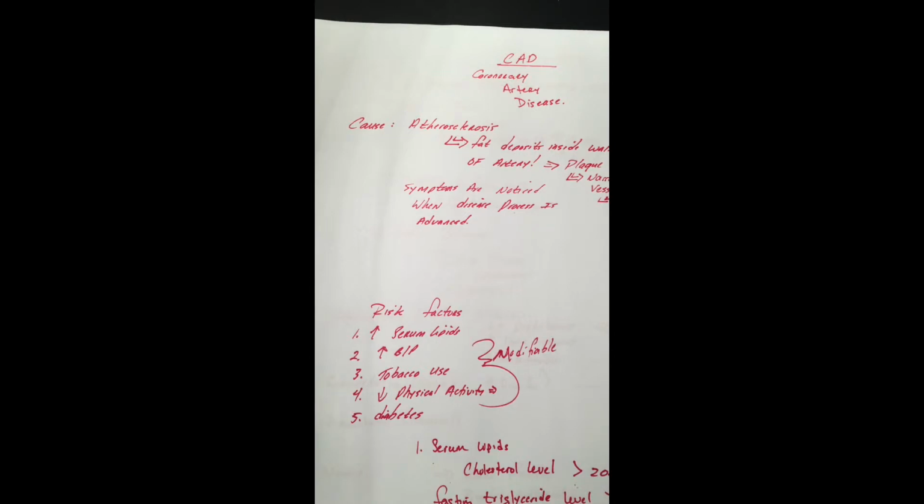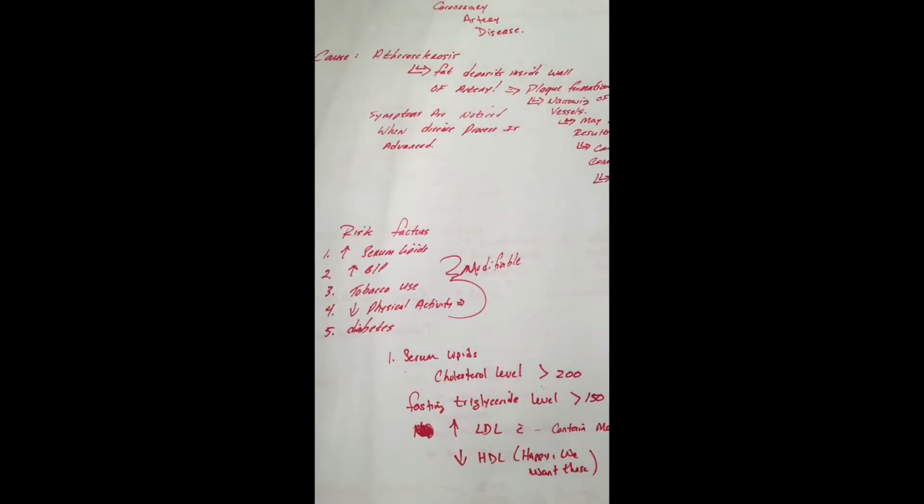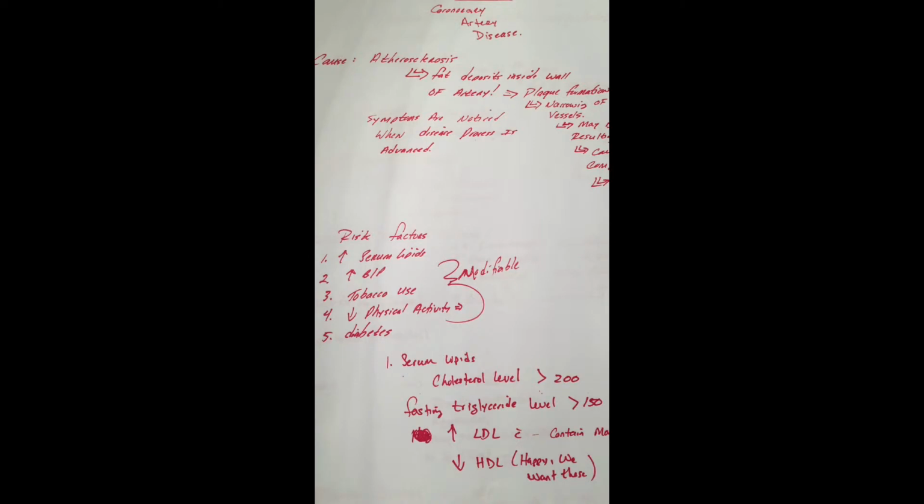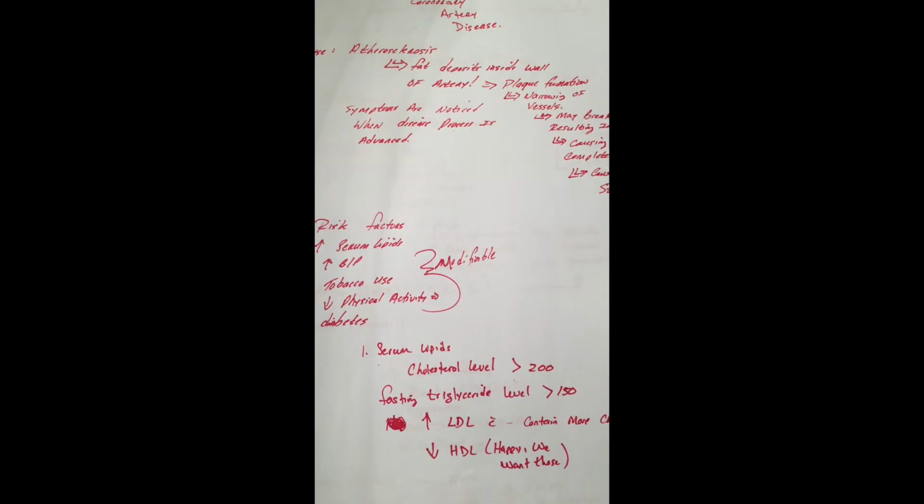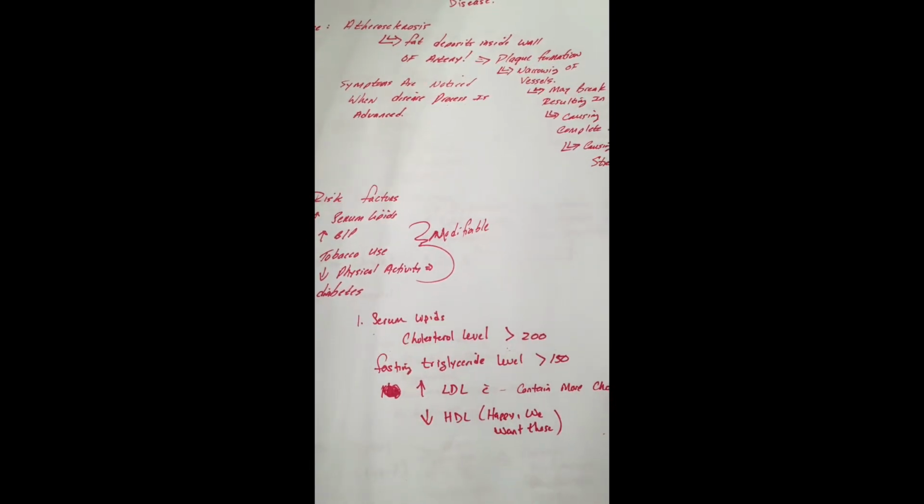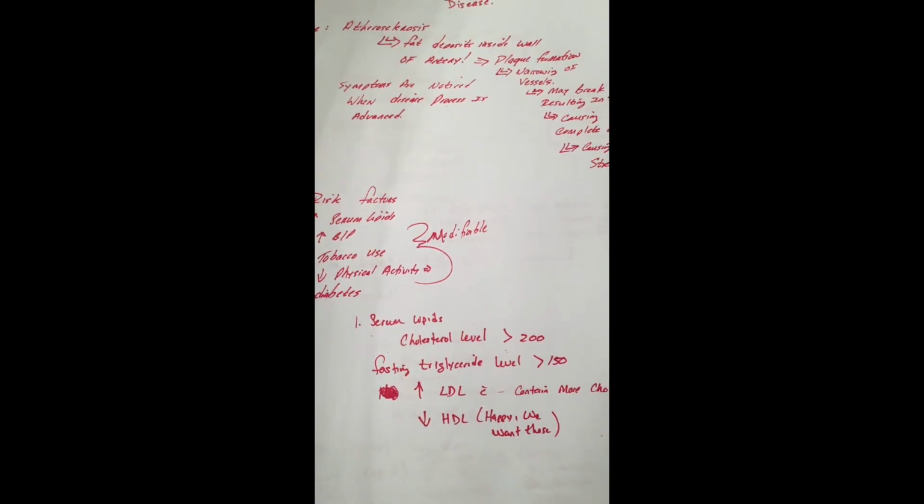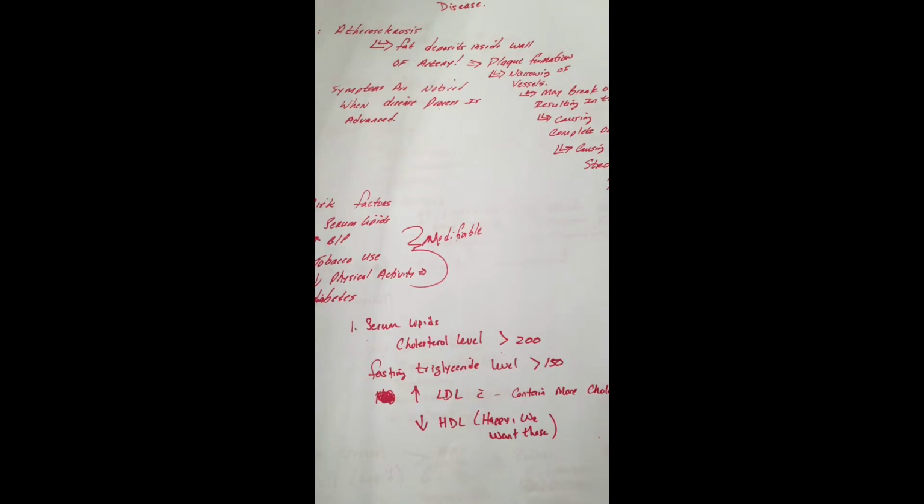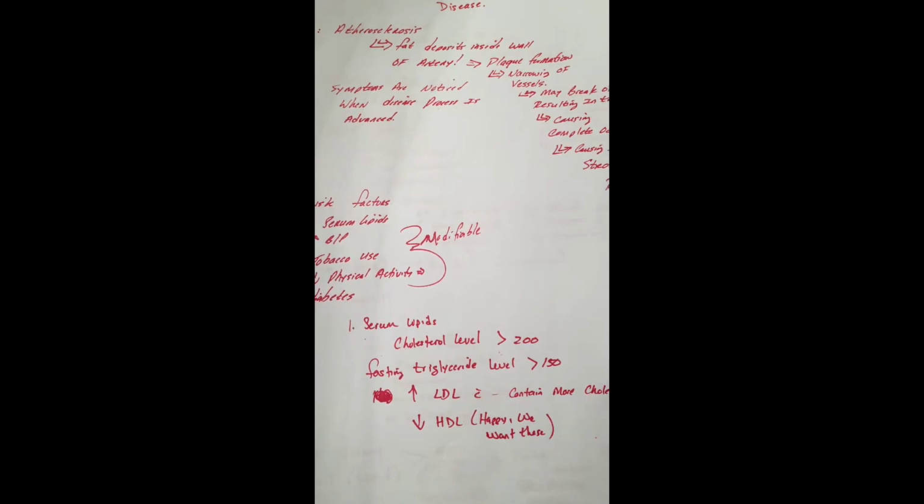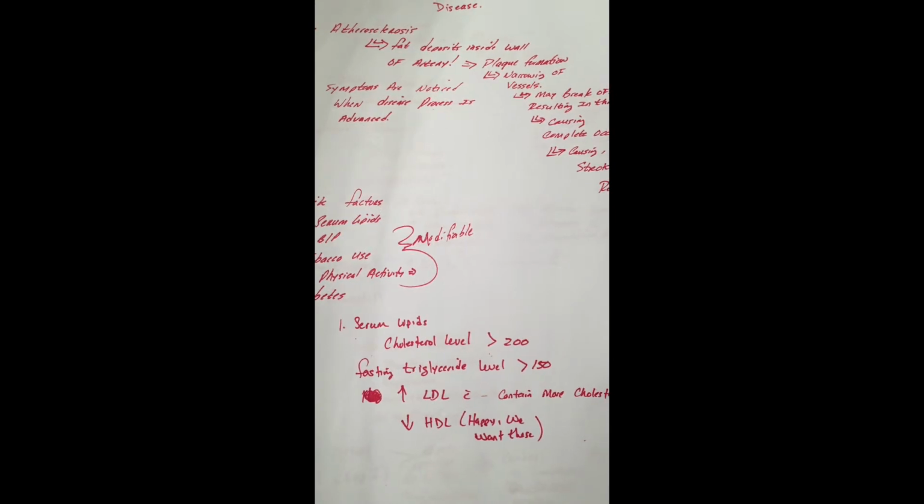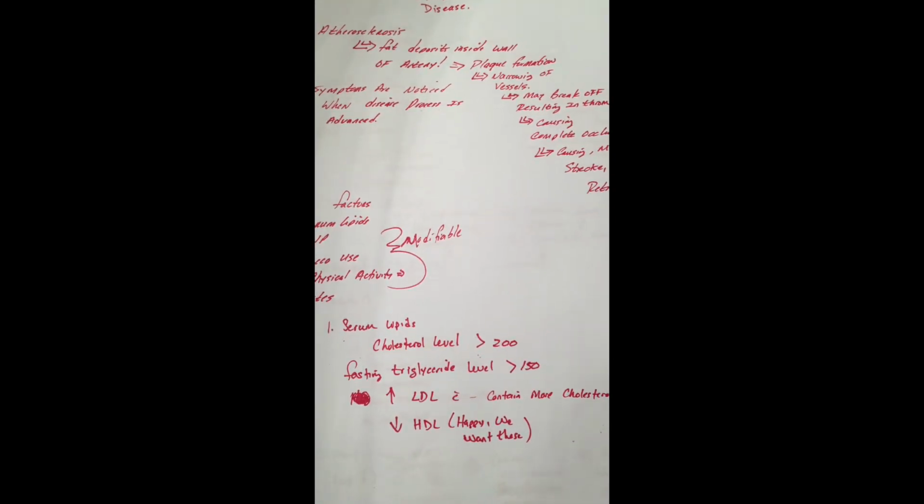Number one, increased serum lipids. Now, in the serum lipids, we have to worry about cholesterol levels, so make sure you know these for the NCLEX exam. Cholesterol levels greater than 200, or fasting triglyceride levels greater than 150. Increased LDLs. Now, these are the bad fats. Okay, so if increased LDL levels, this simply means you have more cholesterol in your body. The ones that we want are the HDLs, the happy fats. These make your heart happy.